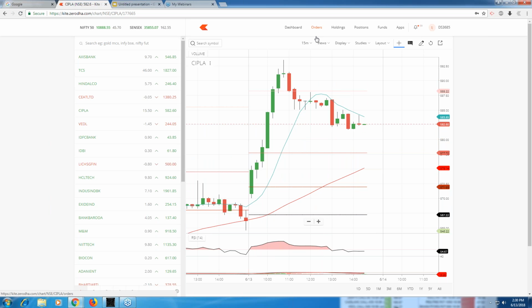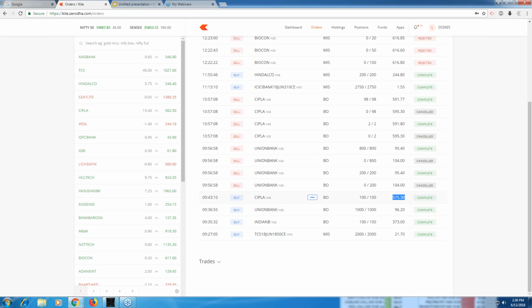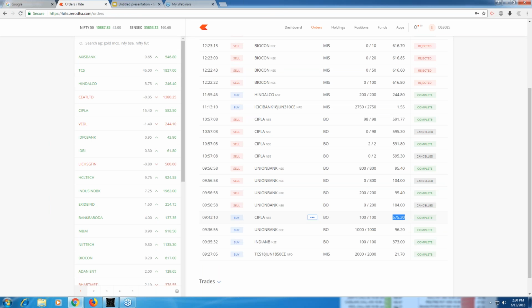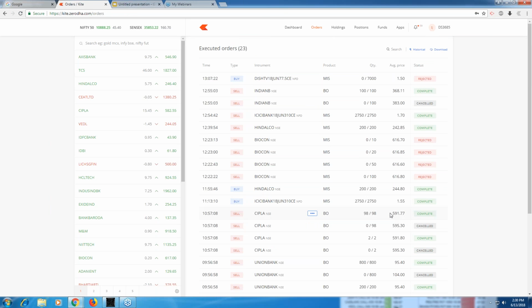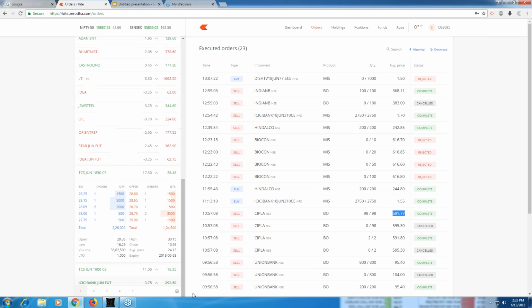I can show you where I entered. In Cipla, I entered at 575, and I exited Cipla at 591.77, and the basis is exactly the same as what I've told you, right? Which is almost the peak this particular stock had, almost the peak, it went up till 593.5. So what I'm saying, just focus on RSI. Of course, I do have a lot of other parameters which I definitely have to see so that my trades don't go wrong.